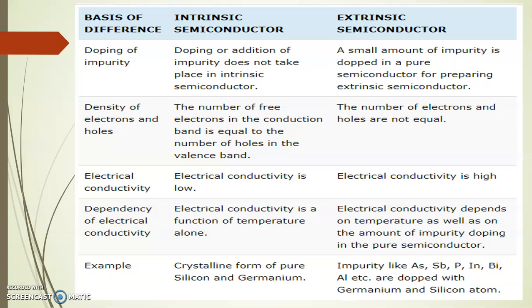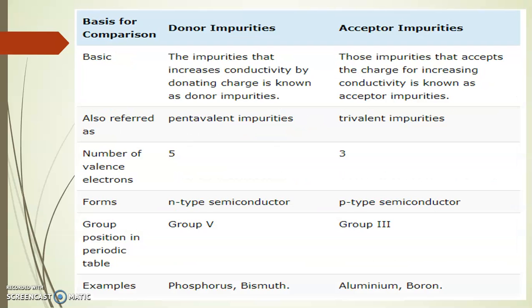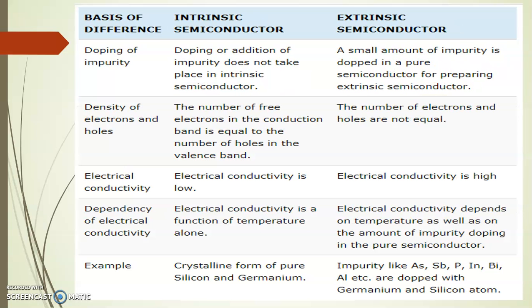So examples of the crystalline pure form of silicon and germanium are examples of intrinsic semiconductors, and examples of extrinsic semiconductors are impurities like As, Sb, phosphorus, then indium, Al, aluminium, which are doped with germanium and silicon atoms. So this is the intrinsic and extrinsic semiconductor.